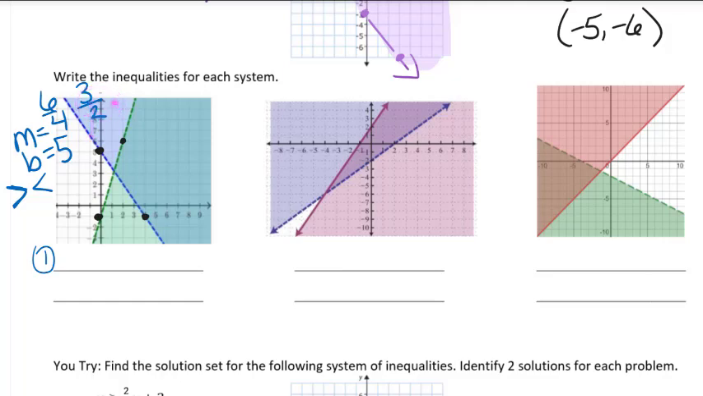And then I can go ahead and write my equation or my inequality. Y is greater than my slope 3 over 2 x plus my b value 5.